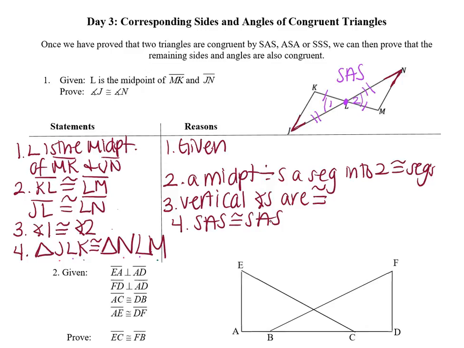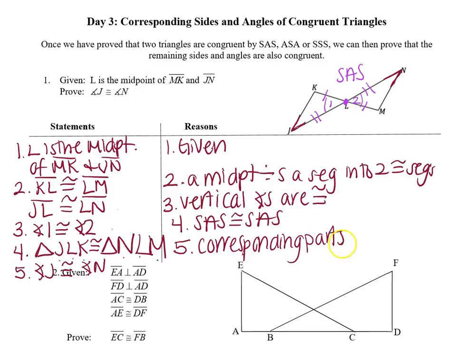Okay, so then lastly here, we got to say that, well, if we have two triangles congruent, then angle J in the first triangle must be congruent to angle N. I wrote over some words here, so I apologize for that. And that's because corresponding parts of congruent triangles are congruent. Now we're done.